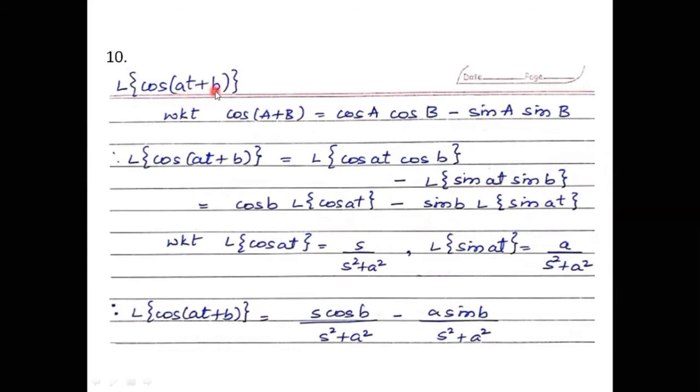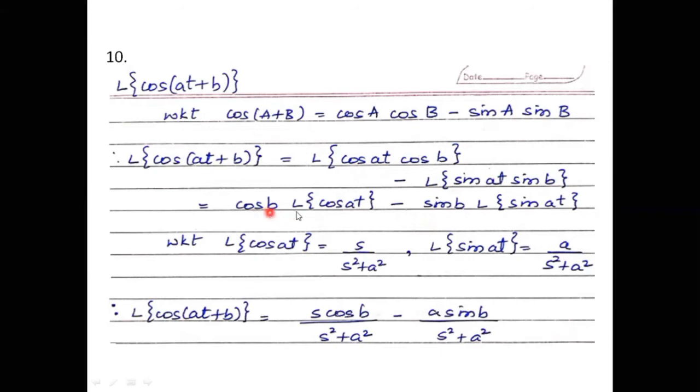Cos of at plus b. If you get this type of problem, you just expand. What is cos a plus b? Cos a cos b minus sin a sin b. In place of a, you are having at, and in place of b, you are having small b. So when you use this formula, it will look like this. L of cos at cos b minus L of sin at sin b. Okay. So here in these two terms, cos b is a constant. We'll take that outside the Laplace.